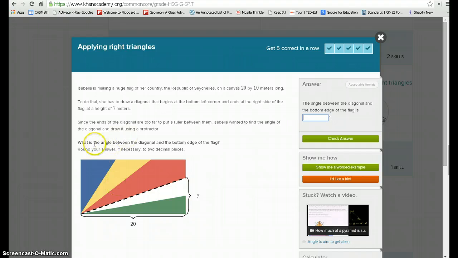And this problem is asking me what is the angle between the diagonal and the bottom edge of the flag. So between this diagonal here and the bottom edge, what's the measure of this angle is what it's asking me. Well, I know this opposite side from it, and I know the adjacent, so that would be the tangent function. So I want you to watch.